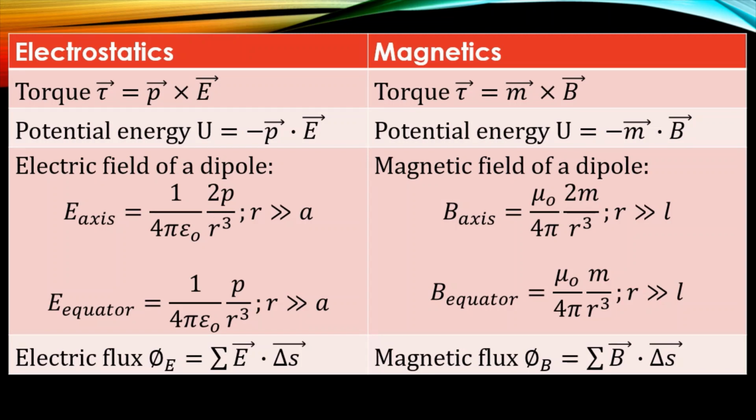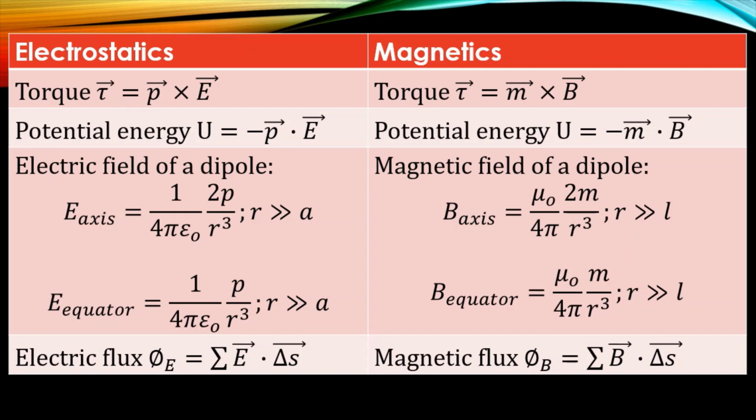So if you compare these two equations, you can say that E of axis is 2 times E of equator in magnitude. Remember, E of equator is equal to minus 1 over 4 pi epsilon naught p by r cube, right? But here we have written the magnitude. So by comparison, you can directly write for magnetic field.